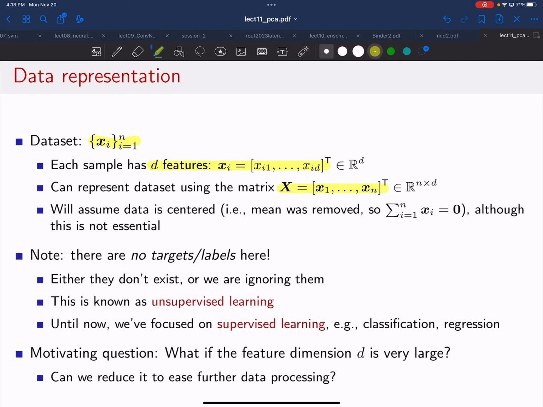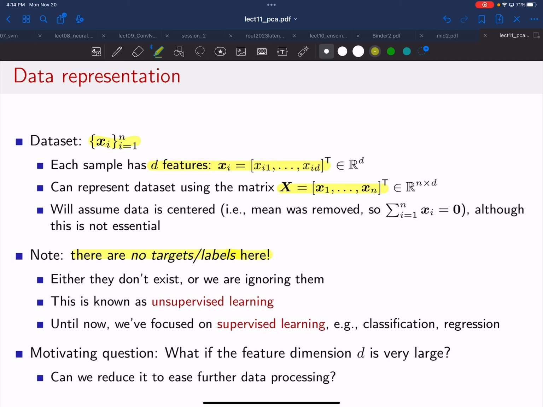So the important thing here that you'll notice is there are no targets or labels. So that's the big difference between everything we've seen until now. In the course, we always had x, y pairs. Now we don't have any y's. Or if we do have them, we're going to ignore them. So we're just going to have the x's alone. So that's a big difference.